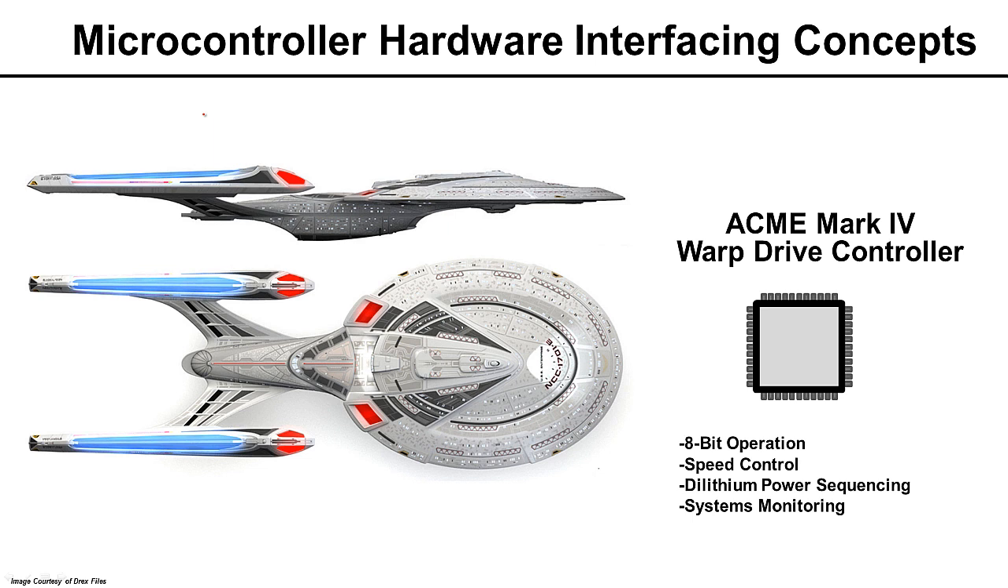So to have fun with this, we're going to look at the ACME Mark IV Warp Drive controller IC. The Warp Drive controller IC is what's used in a Starship to get to warp. This particular controller is 8-bit operation, good old 8-bit technology, and implements nice warp speed control, does dilithium power sequencing, systems monitoring. So we're going to look at, if we had this chip and we had to program it, what the typical flow is on a microcontroller of how you make hardware work. So we're going to have fun and see how this hardware gets programmed.